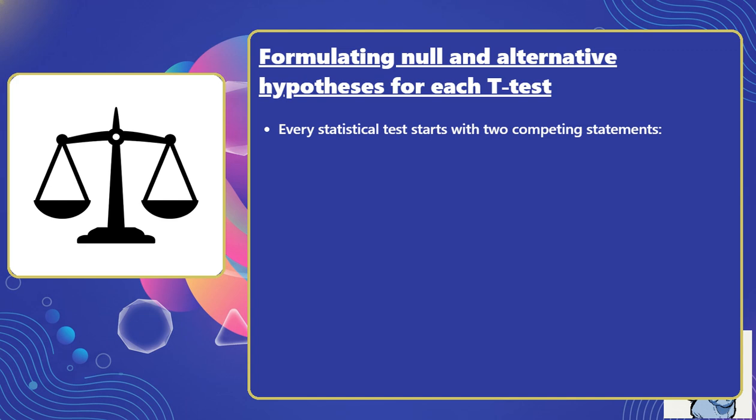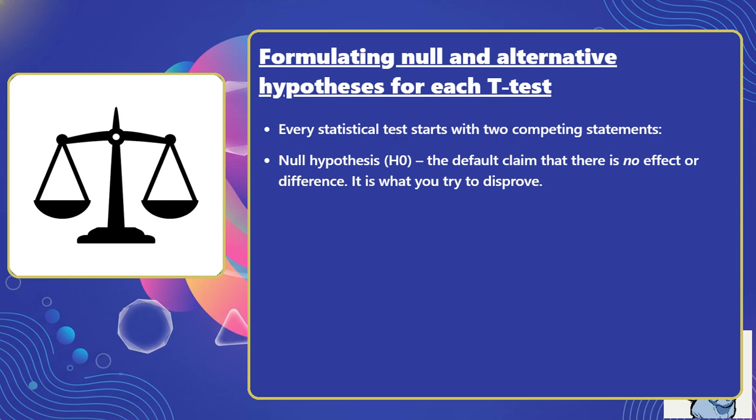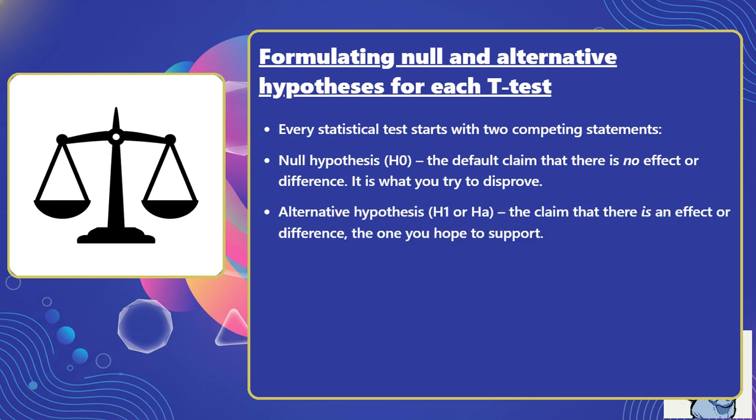Every statistical test starts with two competing statements. Null hypothesis, H0, the default claim that there is no effect or difference. It is what you try to disprove. Alternative hypothesis, H1 or HA, the claim that there is an effect or difference, the one you hope to support. For each t-test, the format is similar, but refers to the appropriate means.